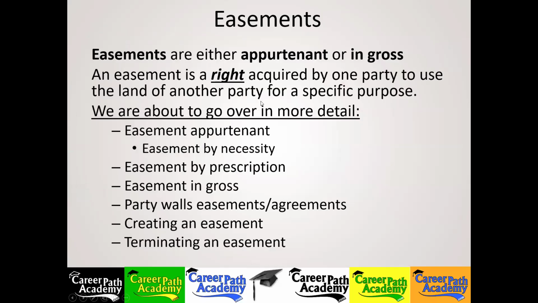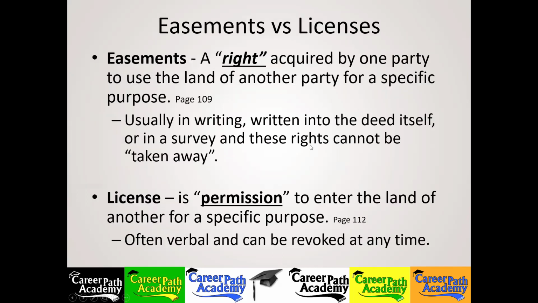So, easements are either appurtenant or in gross. An easement is a right acquired by one party to use the land of another for a specific purpose. Now, these are the types of easements and the things that we're going to be going over in a moment: easement appurtenant, easement by necessity, which is also an easement appurtenant, easement by prescription, an easement in gross, party wall easement agreements, how to create an easement and how to terminate one.